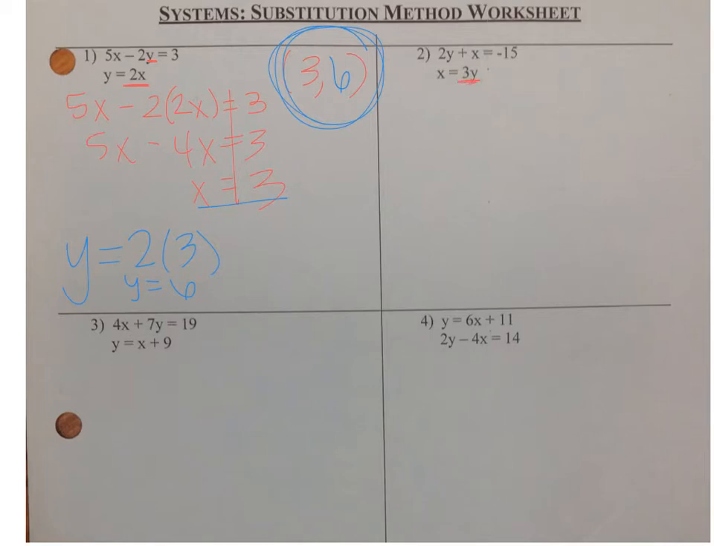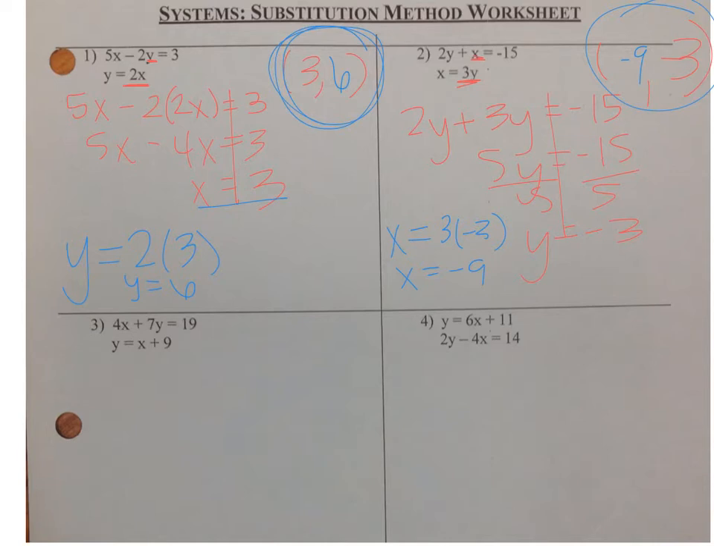Number 2, same thing, except instead of in place of y, we're putting in place of x. So 2y plus 3y equals negative 15. So 5y equals negative 15. Divide by 5, and y equals negative 3. So this time, it's y that we have first, and now we need to find x. X is 3 times y, so x is 3 times negative 3. So x is negative 9. So the coordinate pair is negative 9, negative 3.